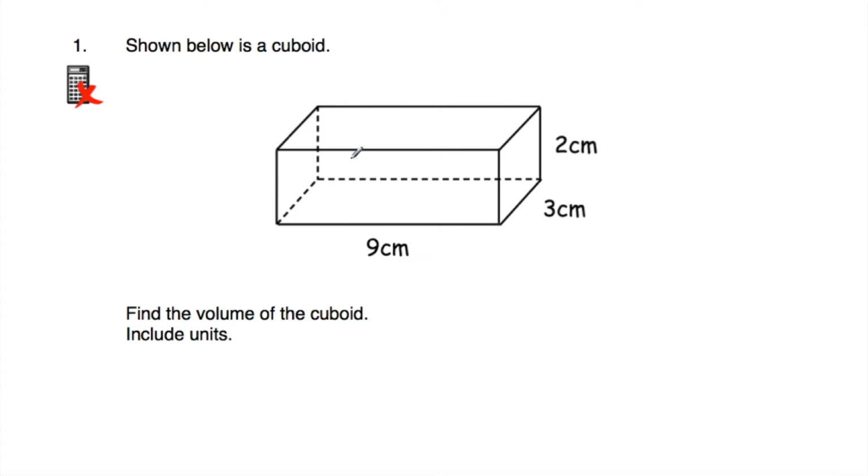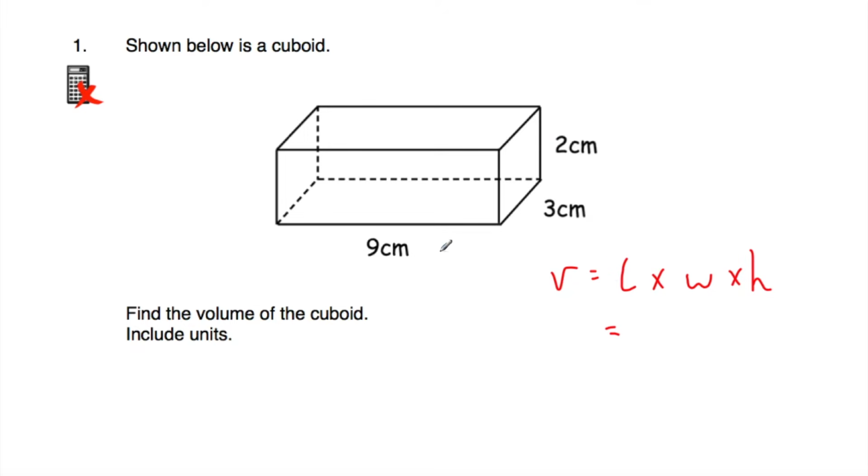You've probably already looked at how to find the volume of a cuboid, where you would do the length times the width times the height. So if I was asked to find the volume of this cuboid, I would just do the volume is equal to the length multiplied by the width multiplied by the height. Let's do that to begin with.